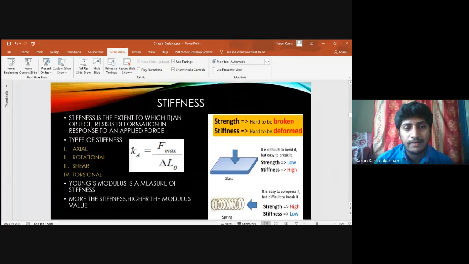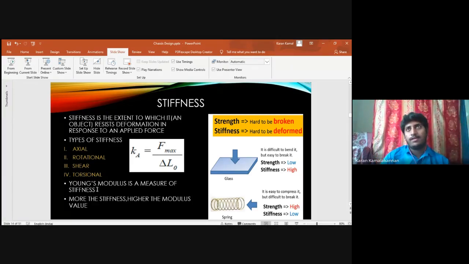And next slide we have the stiffness definition. Stiffness is the extent to which a material resists deformation. It is simply the amount of force required to make a unit deformation. That is the proper definition of stiffness. We have the types of stiffness there: axial stiffness, rotational, that is shear, and torsional. Why I'm explaining these things is that when you go for the analysis part, you must know all these concepts so that you can build a better design. Here Young's modulus is a measure of stiffness, while yield strength is a measure of strength. The higher the stiffness, the higher the Young's modulus of elasticity values.